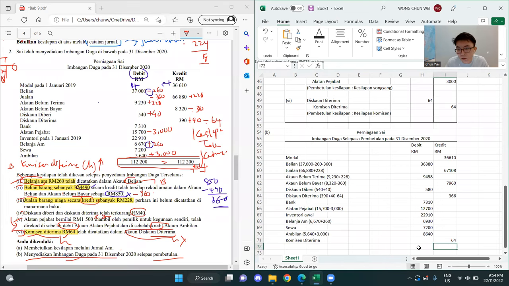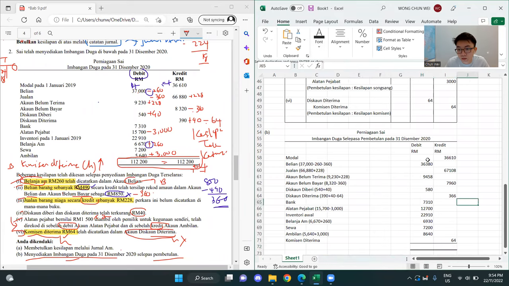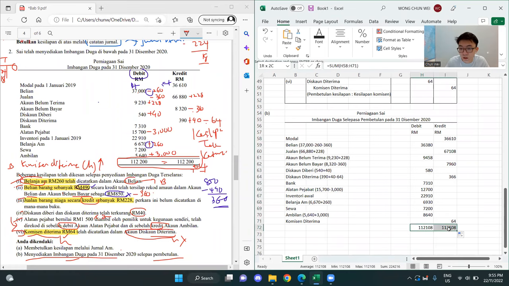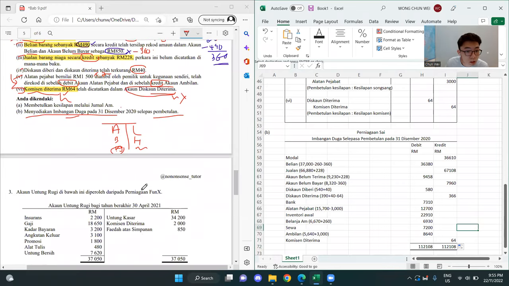Then, finally, one line, double line, and then jumlah kam. So, yeah, the same figure. It should be imbang because this is an imbangan juga. Right, this is your answer.